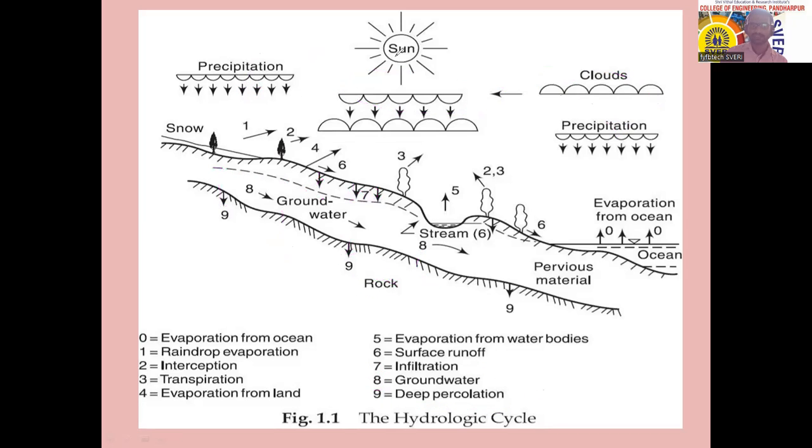See, there is a sun, there is precipitation. From the precipitation, there is evaporation from the ocean, raindrop, interception, transpiration, evaporation from the land, evaporation from the water bodies, surface runoff, infiltration, groundwater, and deep percolation. You have to show the entire thing. This is a systematic diagram for the hydrological cycle. In the exam, he will ask you to draw the systematic hydrological cycle. We still don't know what will happen in your exam, whether online or offline. We'll see. We'll study as if it is offline.